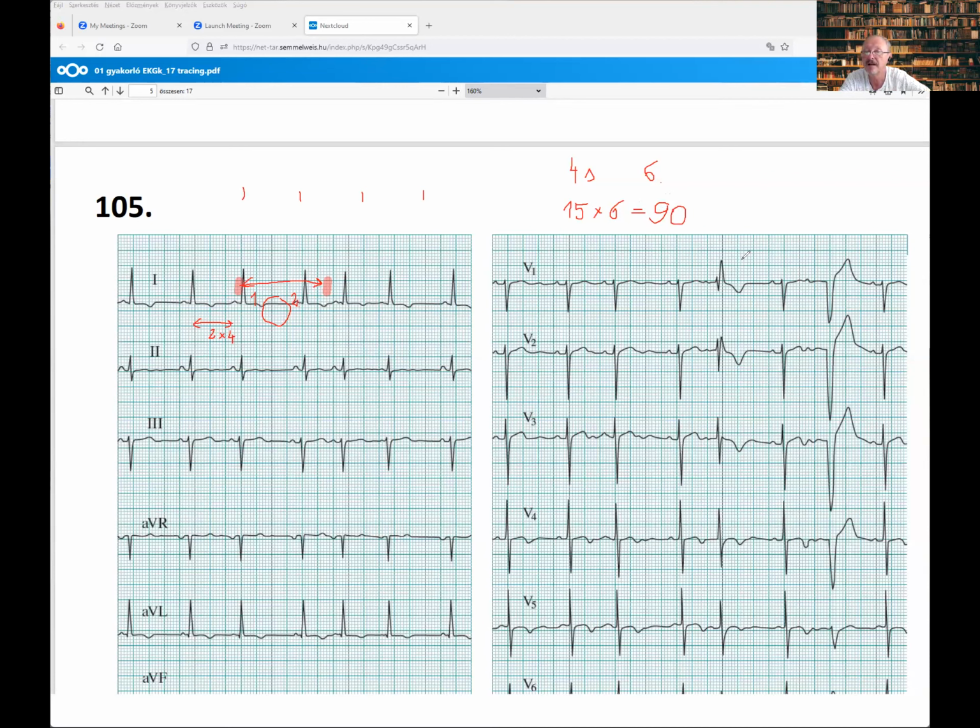It's clear? And of course, if you count, for example, the rate here, that'd be a different one, because let's see, 1, 2, 3, 4, 5, 7. So in this interval, 7 times 15, that making 105. So this is meaning that the rates vary, depending on when you measure it.